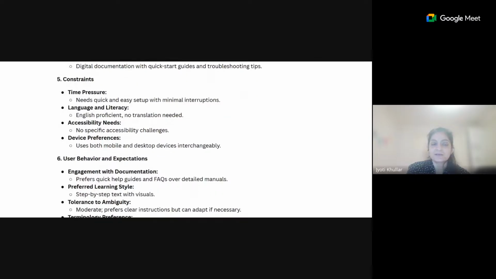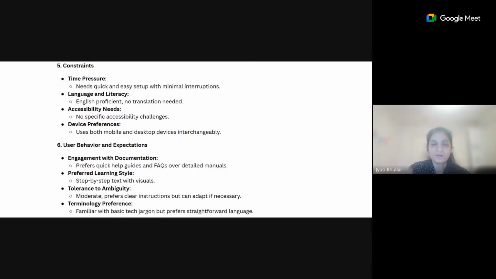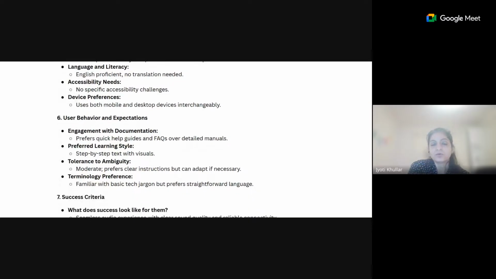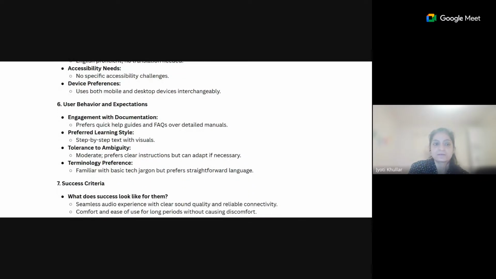And next is, what kind of constraints do they have? They're very busy people. They have meetings back to back. They have to switch from one system to another very frequently. So all these things are the constraints. Language-wise, they do not have any problem. Usually English will be fine. And accessibility needs, that really depends, of course. Most likely not in this case.